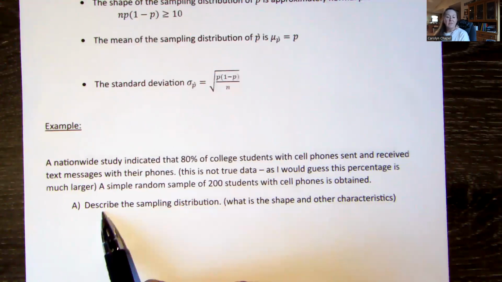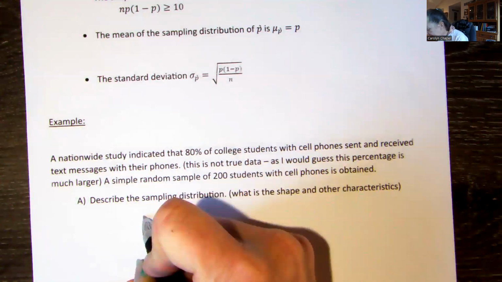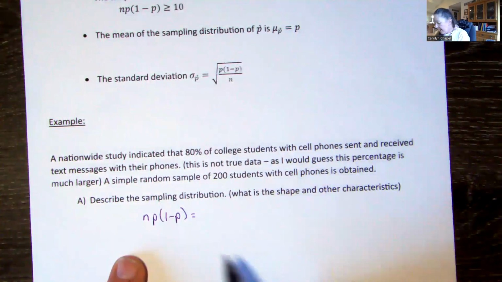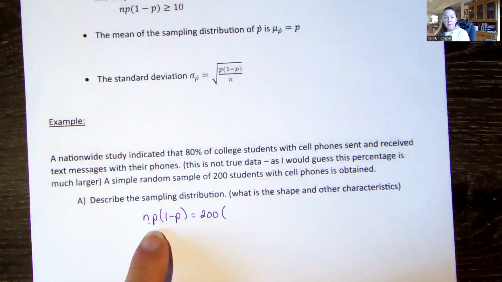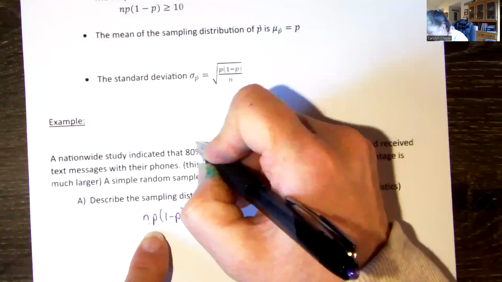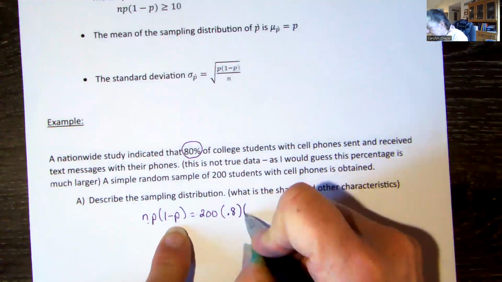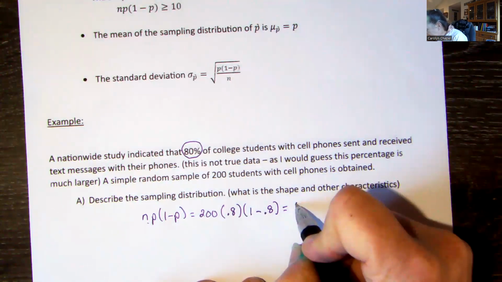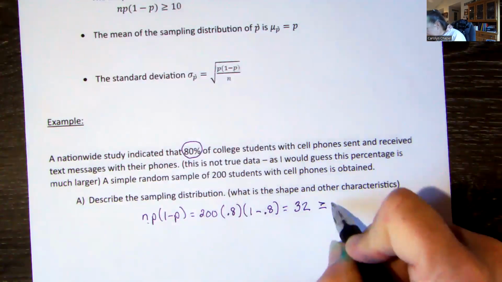So the first thing we're going to do is just describe what we're dealing with. We are going to look and see what this n times p times 1 minus p looks like. Our n, that's our sample size, is 200. Our p, that's the proportion in the problem, is the 80% that we're talking about. So that's my 0.8, and then my 1 minus 0.8. If I do the math here, I take the 200 times my 0.8 times my 0.2, I get 32. This number is bigger than or equal to 10.